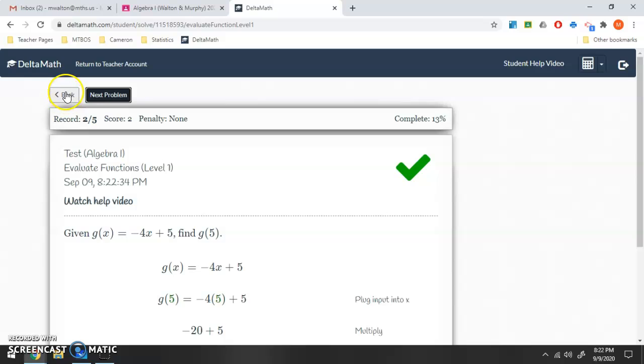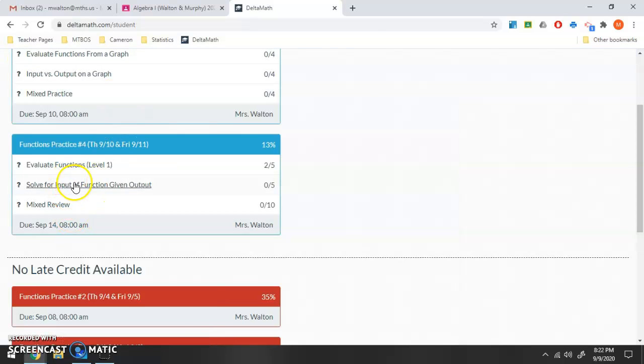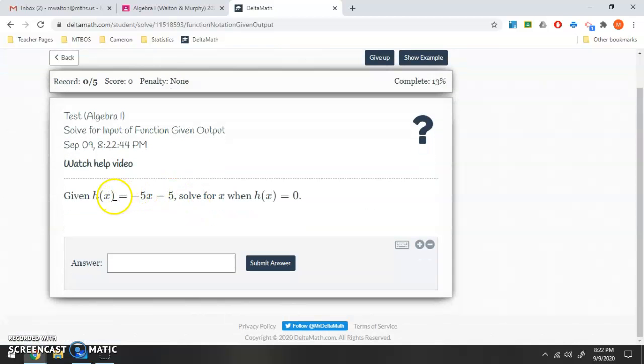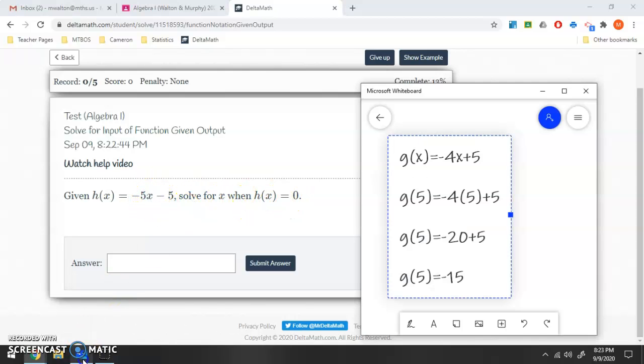Second, here is what we are going to do. Solve for an input of a function given an output. All right, so here's what we have. We have h of x equals negative 5x minus 5. And it says solve for x when h of x equals 0. So what does this mean? This means that we have our output. Our output is 0, but now we need to solve this equation. What input of x will give us a 0?